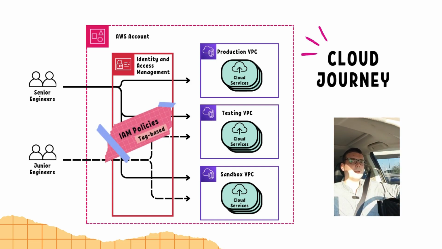So they created tags for production environments. They created basically a tag named environment, and they were setting whether it's a development environment, test environment, or production environment.